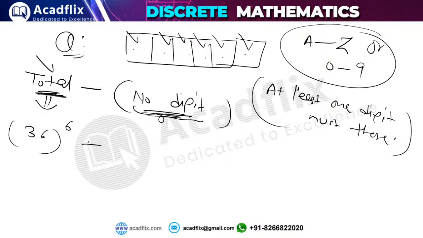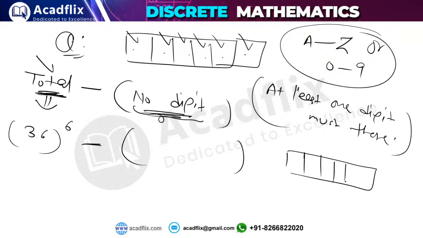These will be the total, but you need to minus those in which there is no digit. You don't want such passwords which have no digit. Now let's calculate those passwords which don't have any digit.